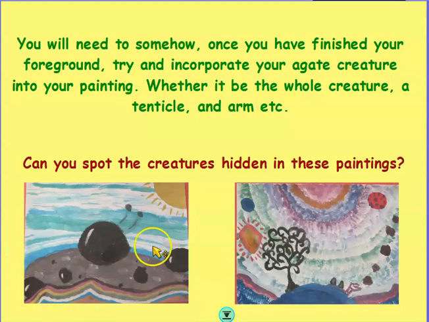So have a little look. Can you find the creatures hidden in this painting? Maybe here. And what about in this one? You can just see an arm. Maybe some, are they his eyes or his ears sticking up here? So how can you camouflage your creature in your painting?